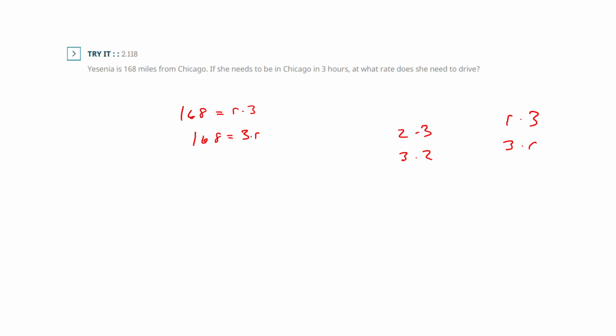Now, I've got a factor puzzle there, but if I want to solve that, I just divide both sides by 3. Get 56. Now it's a word problem, so 56 miles per hour.